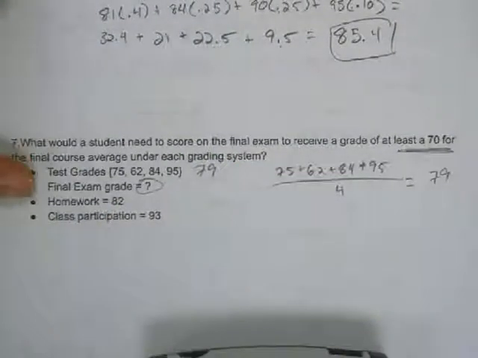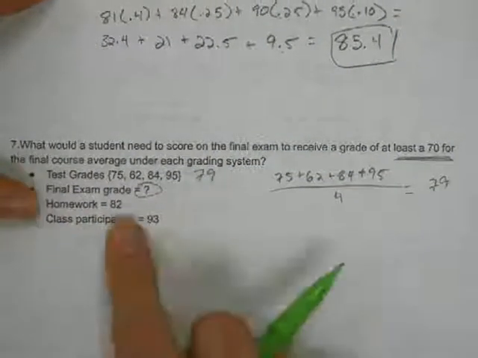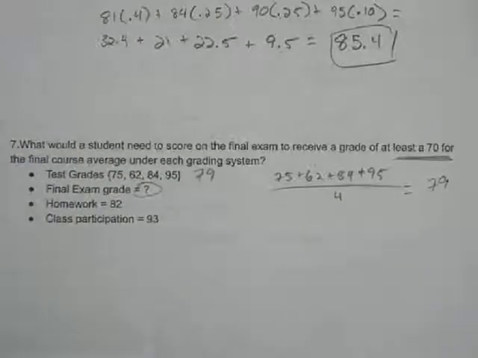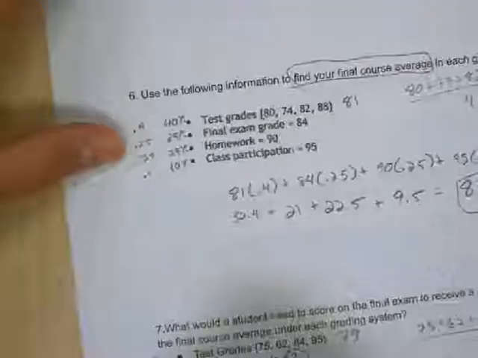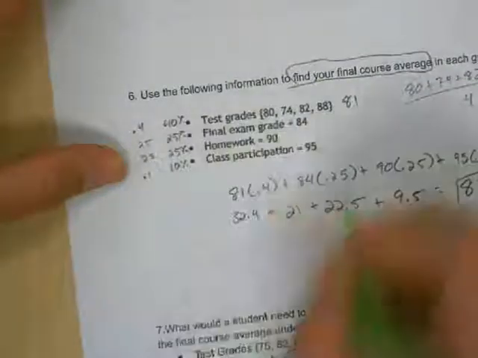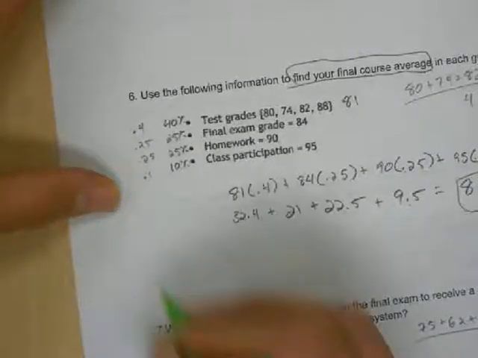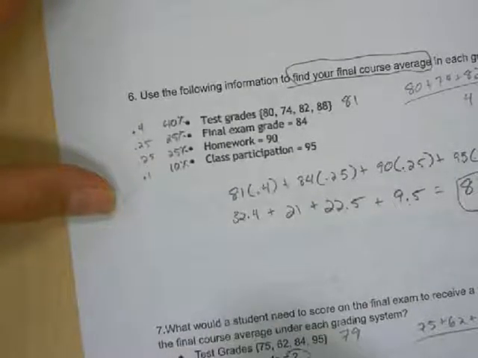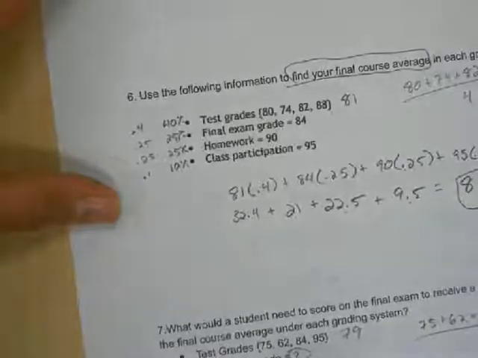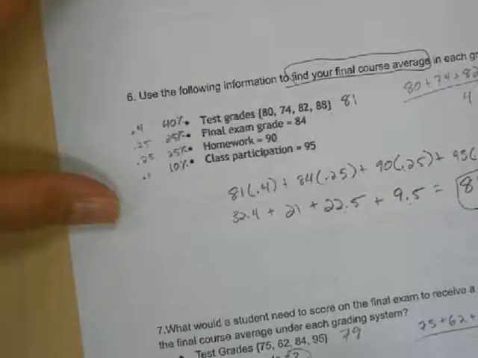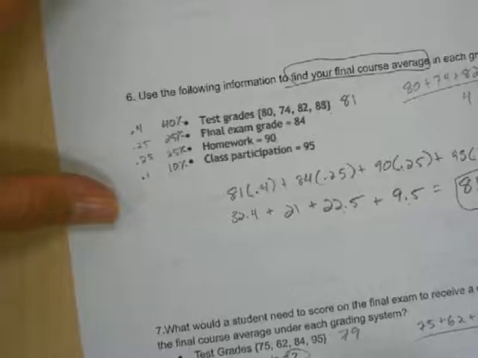We don't have a final exam grade. We do have homework and class participation. So we're still using the same weights that we did before. My test grade is still 0.4, my final exam is still 0.25, my homework is still 0.25, and my class participation is still 0.10. Okay, this is for grading system 1. Sorry, I gotta sneeze.